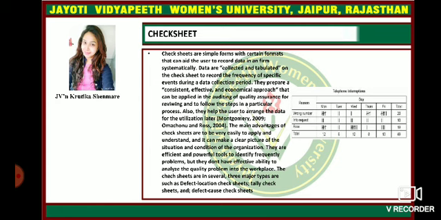Also, they help the user to arrange the data for utilization later. The main advantages of check sheets are they are very easy to apply and understand, and they can make a clear picture of the situation and condition for the organization. They are efficient and powerful tools to identify frequent problems, but they don't have effective ability to analyze the quality problems in the workplace. The check sheets are of three major types, such as defect location check sheet, tally check sheet, and defect cause check sheet.